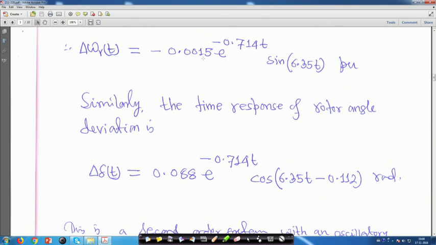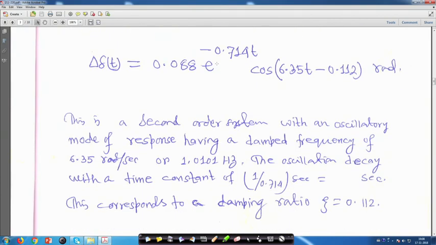So, from that you can make out that this response is stable, right. This is a second order system with an oscillatory mode of response having a damped frequency of 6.35 radian per second. Every term in delta delta or delta omega t is attached to a sinusoidal term, or 1.0101 hertz. The oscillation decays with a time constant of 1 upon 0.714, right. So, it will be approximately 1.31 or 1.32 seconds.